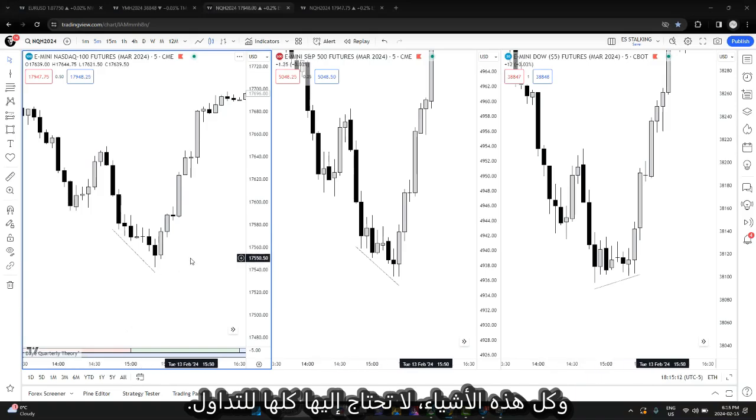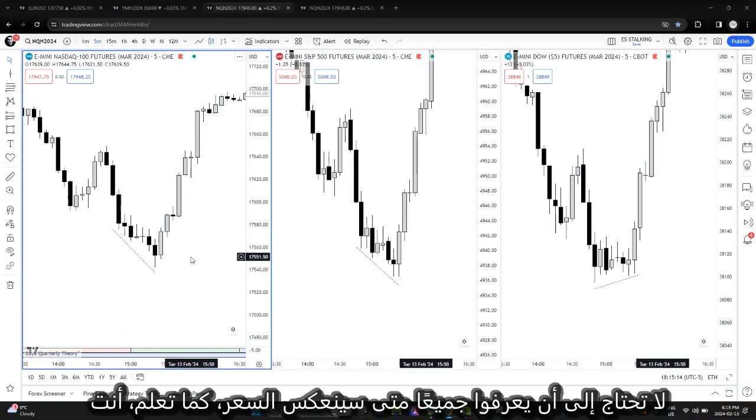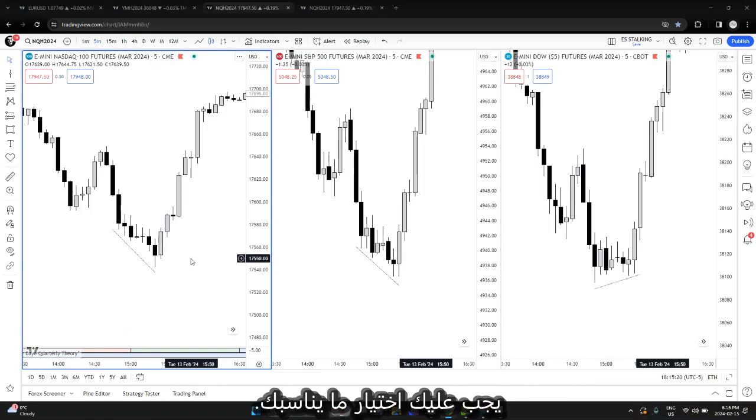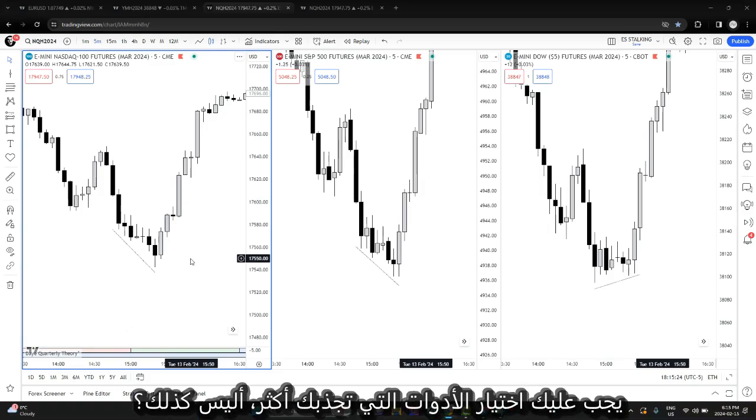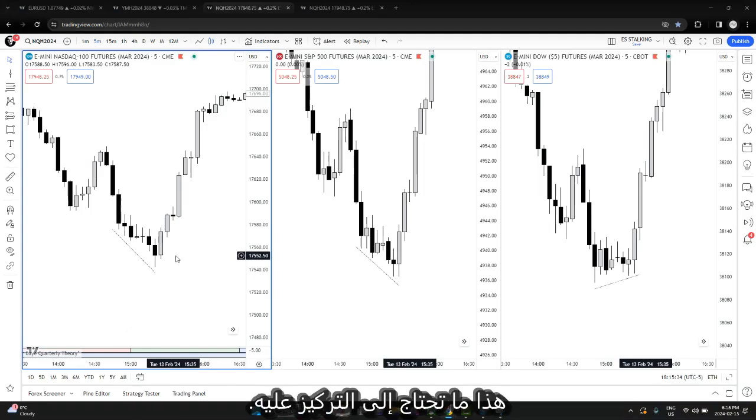And all of these things, you don't need all of them to trade. You don't need all of them to know whenever price will reverse. You need to pick what works for you. You need to choose the tools that draw to you the most, right? That's what you need to focus on.